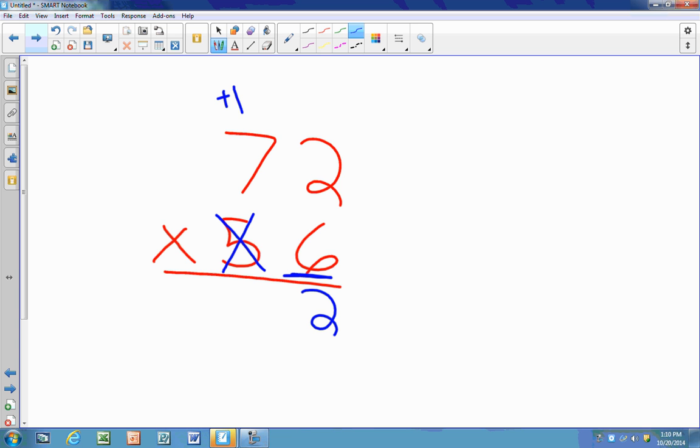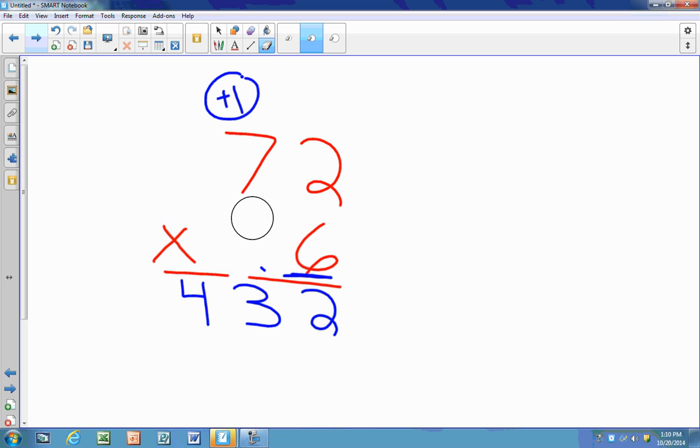6 times 7 is 42. I have to add in my 1, which is 43. I have a 3 here. Carry it over. I have 432. I'm now done. There's nothing else I can multiply my 6 by. So since there's nothing else I can multiply my 6 by, I can uncover my 5.